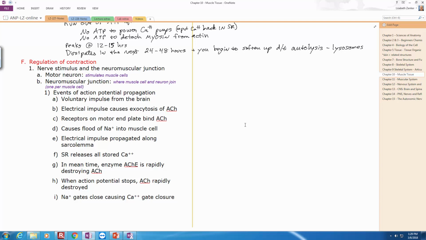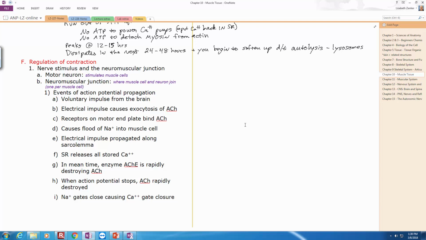The electrical impulse propagated along the sarcolemma. So the voltage change on the cell went along the whole sarcolemma, the whole muscle cell felt it. Okay, or that cell of the muscle organ felt it, I should say. That's what tells you to release the calcium.